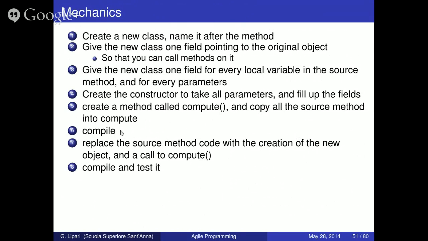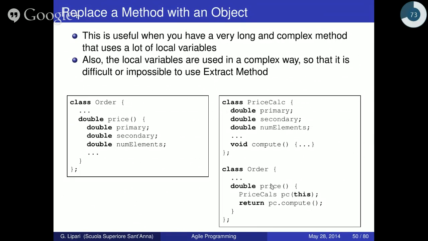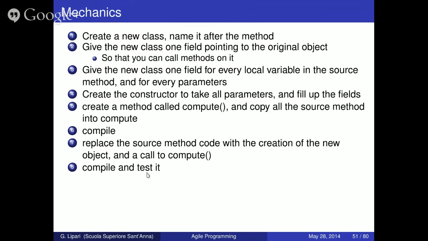Then you compile, of course. If everything works, it's okay, you're already halfway. You replace the source method code with the creation of the new object and a call to compute. So here, this price is substituted with creating this object, passing the appropriate parameters, and calling compute here. Compile and test it.